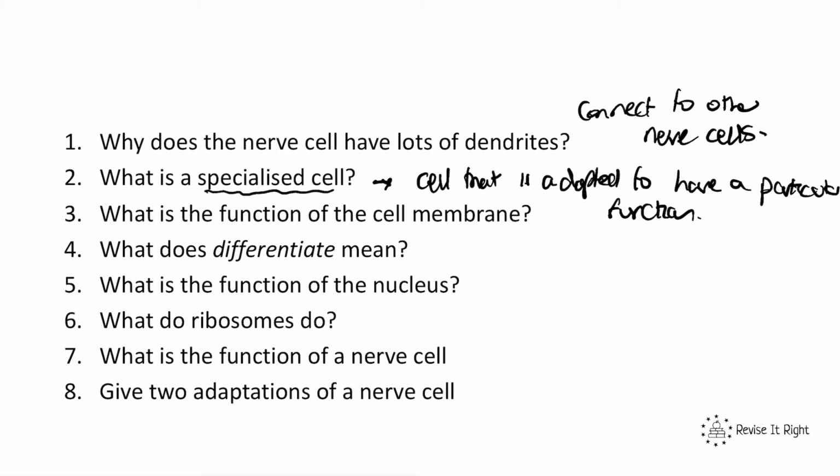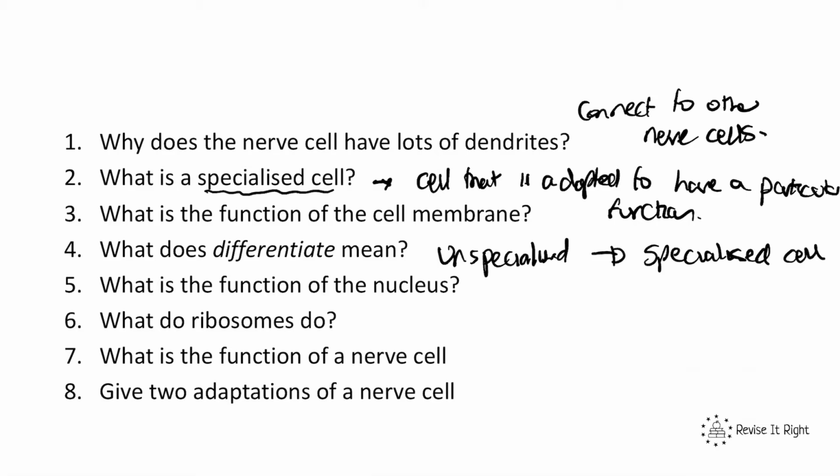What is the function of the cell membrane? This is a bit of a throwback to a previous video. If you remember, the function of the cell membrane is to control what can enter and leave. Number 4, what do we mean by differentiate? Well, differentiate is the process where an unspecialised cell turns into a specialised cell. So that could be an unspecialised cell turning into a sperm cell, for example, or an unspecialised cell turning into a muscle cell.